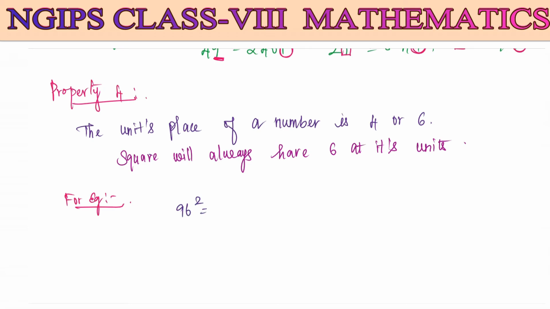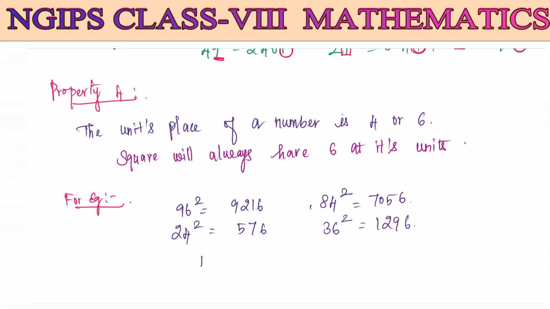For example, 96 square is going to be 9216. 84 square is going to be 7056. 24 square is 576. 30 square is 1296. If you take 4 square, it is going to be 16, and 6 square is going to be 36.